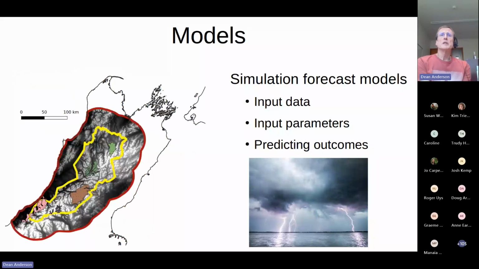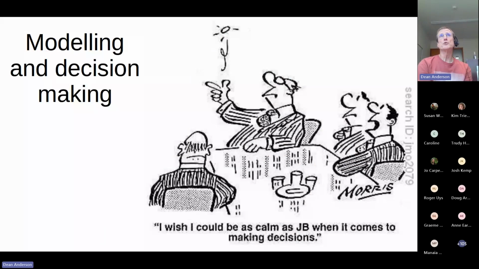In this talk, I'm going to look at how different management strategies over a large area of the South Island, shown on the left there, influence Kia over many decades. And so this is a simulation forecast model. But before we go there, it's important to understand how we use models such as this one to help inform decisions, given the plethora of different management strategies we could choose from.